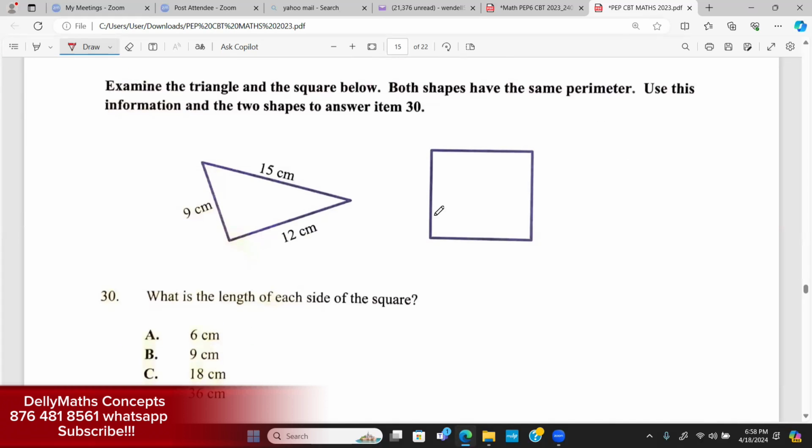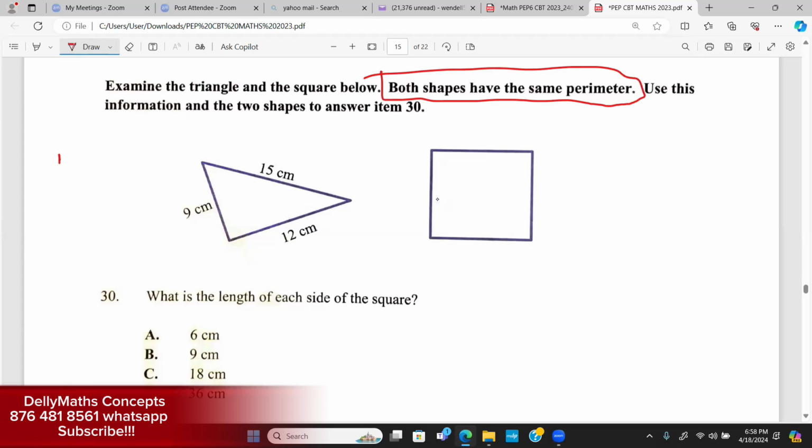All right, so we're going to examine this. It says, what is the length of each side of the square? Now, take a look at the narrative. We're dealing with the triangle and the square. Both shapes have the same perimeter. Now, this is the clue. They both have the same perimeter.